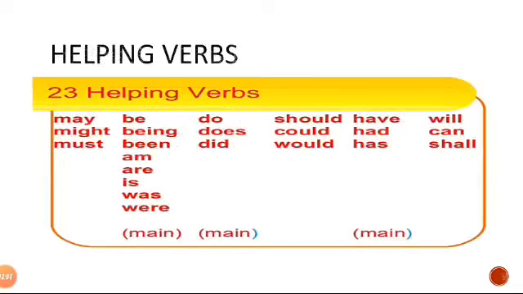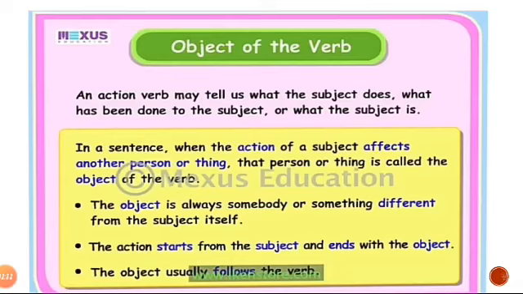Here you can see a table with various helping verbs. May, might, must, be, being, been, am, are, is, was, were, do, does, did, should, could, would, have, had, has, will, can, shall. So all these are examples of helping verbs. These verbs can function as helping verbs.